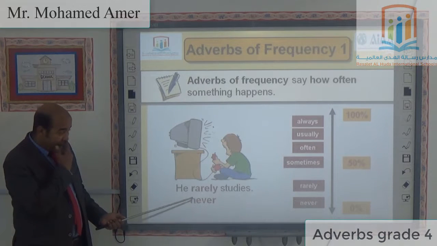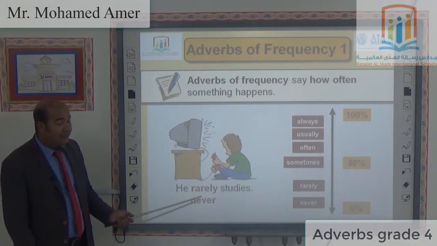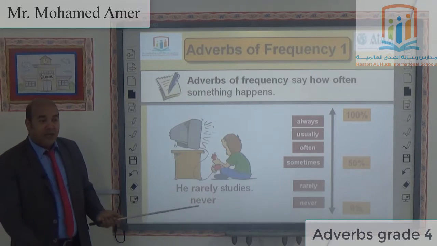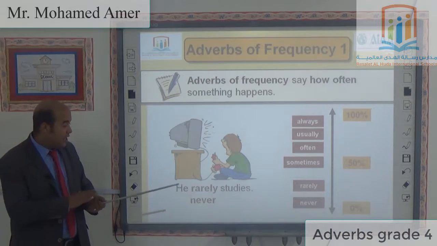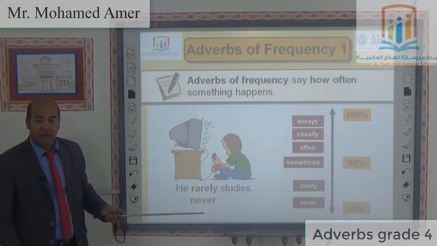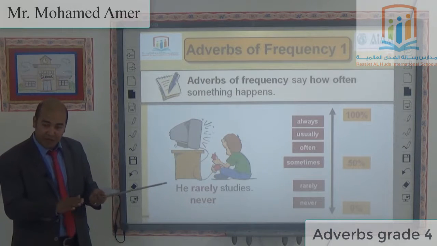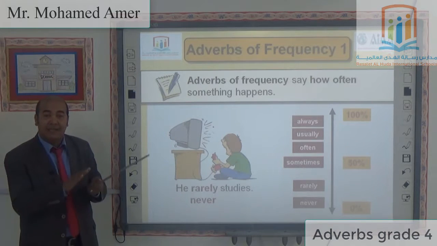Now, the last adverb of frequency: never. Never means 0%. It means negative. He doesn't study at all. It equals he never studies. He never studies means he doesn't study at all.